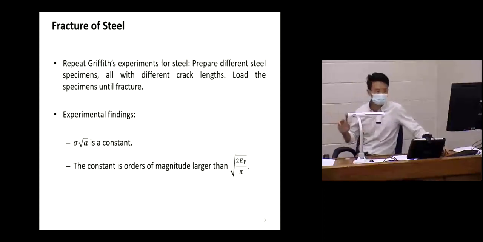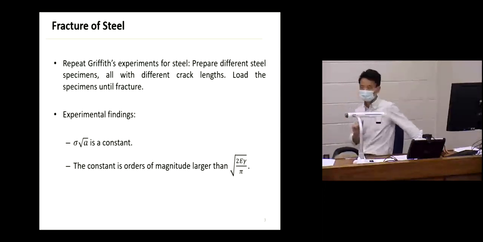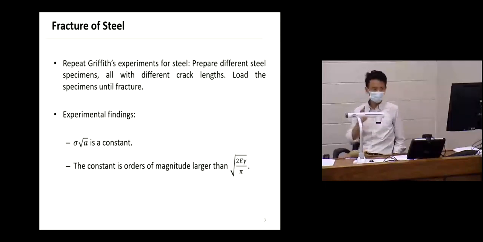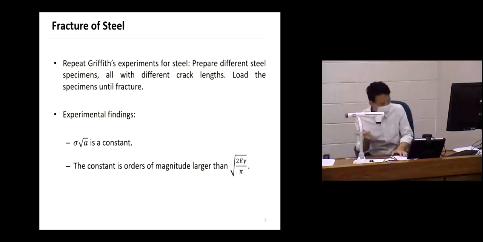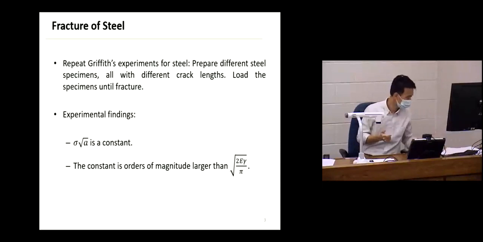The second part, no good at all, right? That constant predicted by Griffith, which is the square root of 2 gamma E over pi, is not the same. What is being measured is much larger than that expression. So that is the pain point of this analysis.